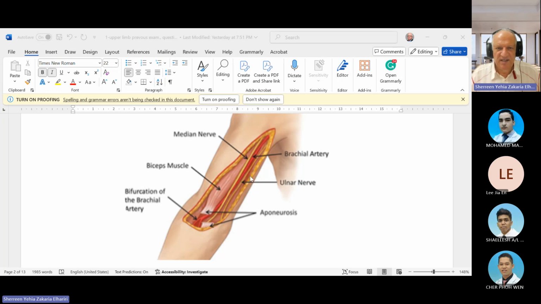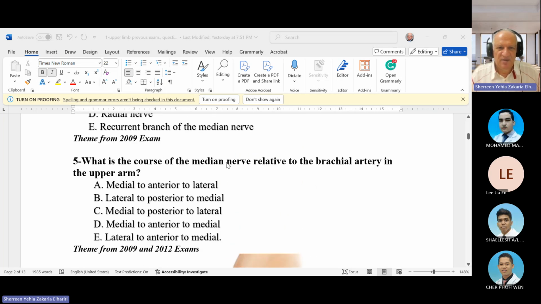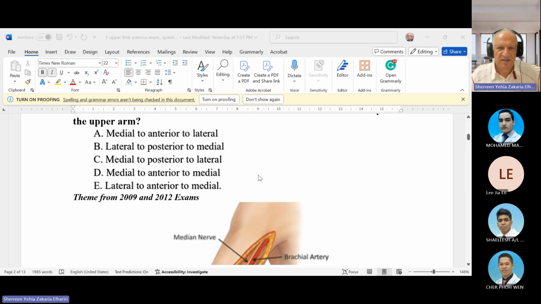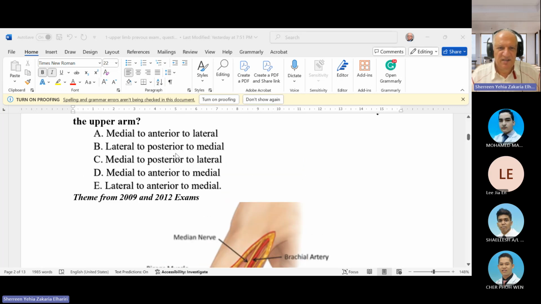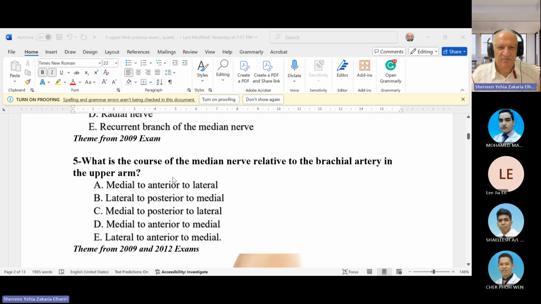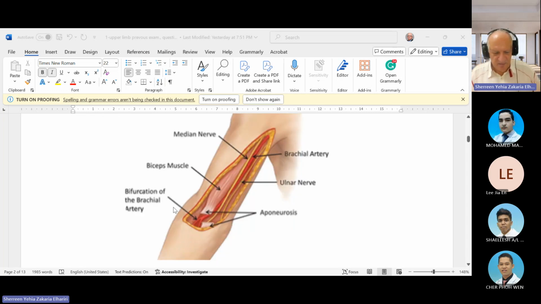So you can ask about radial, you can ask about median, you can ask about the brachial artery, you can ask about ulnar. Here the question is, what is the course of the median nerve relative to the brachial artery? So as you see here, it is lateral, front, medial. So the answer here is lateral, anterior and medial. If we change the question, what is the course of the ulnar nerve relative to the brachial artery? It is on the medial side all over its course. So it is important to have a picture. Just remember.